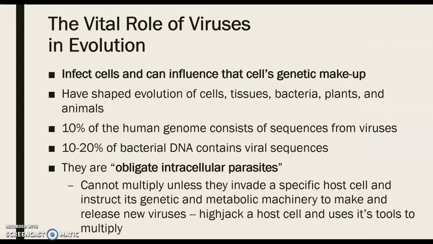The vital role of viruses in evolution. These guys infect cells and can influence that cell's genetic makeup. So I'm going to say that a second time. Viruses have the ability to infect cells, and then they can influence that cell's genetic makeup. Viruses have shaped evolution of cells, tissues, bacteria, plants, and animals. 10% of your genome consists of sequences from viruses. 10 to 20% of the bacterial DNA that's out there contains viral sequences.